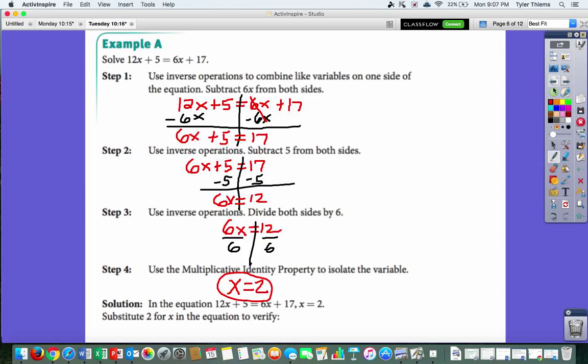Always a good idea to go ahead and check your solution by plugging it into the original equation. So if we plug in 2 into x there, and we plug in 2 into x there, both the left and the right side of your equations should be equal to each other.